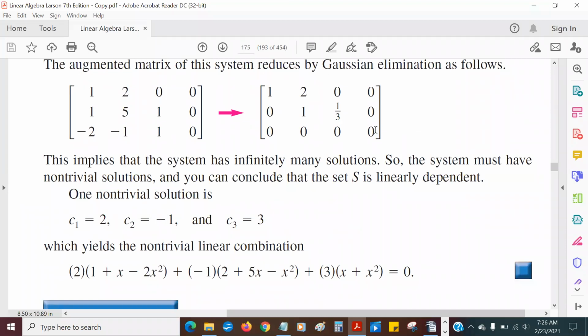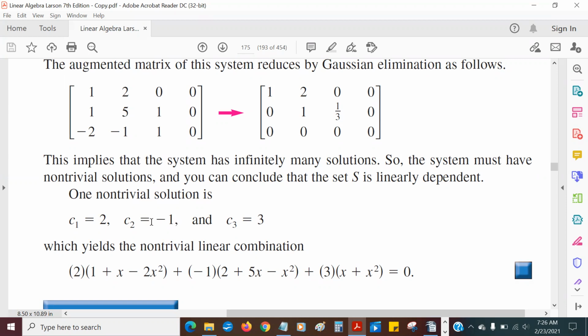Now, as I said, a row of zeros implies there are infinite solutions. Well, I'd settle for just one right now. So what we're going to do is, because of the third row over here, I'm going to set C3 equal to 3. Now, this means that C2 plus 1/3 C3 equals 0. So I bring this over to the other side, and I get C2 is equal to negative 1/3 of 3, which is -1. So that's why we got that right there.